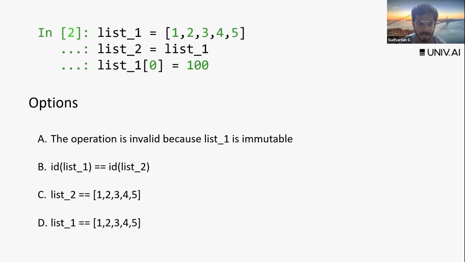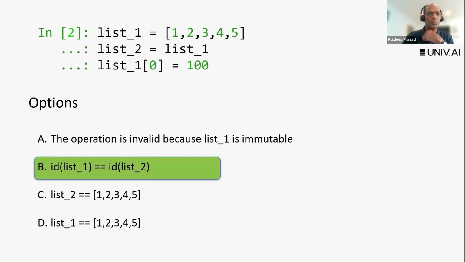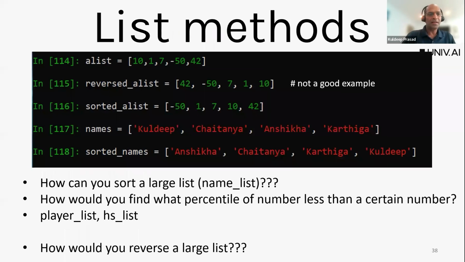Sir, option B. Option B, ID of list 1 equal to ID of list 2. Yes, sir. Perfect. Brilliant. That was amazing. All right.